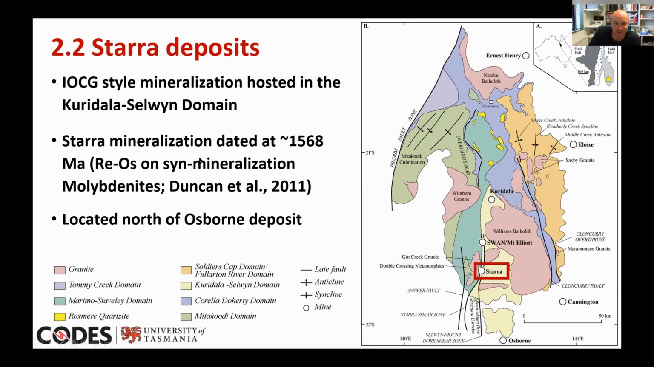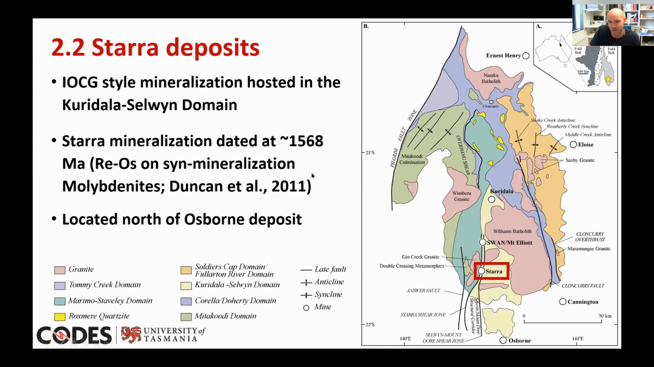Hello, everyone. My name is Max. I'm doing my PhD on the Starra deposit, which I commenced in late 2019. The Starra deposit is located just south of the SWAN deposit, which Jonathan just talked about, and somewhat north of the Ostwan deposit. It was dated at 1568 by Duncan et al. 2011, showing that it's quite a bit older than the SWAN deposit.